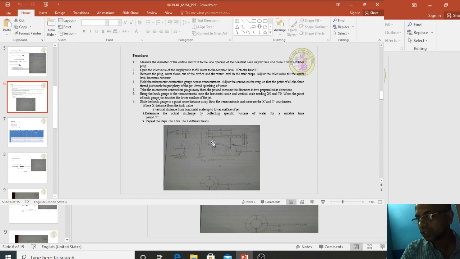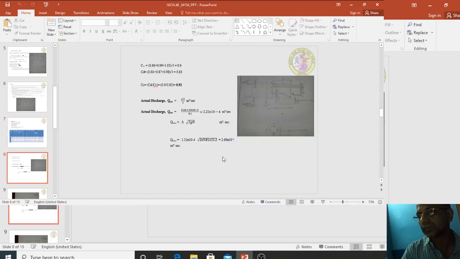Afterwards, start the stopwatch. For a 10 mm rise in this tank, due to the orifice water collecting in this tank, how much time it takes, you record it. A typical calculation we are doing: Q actual is equal to A H by T, 0.18 into 10 to the power of minus 3, divided by T, which is 8.1.